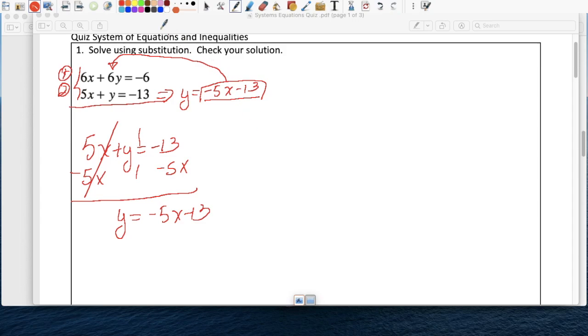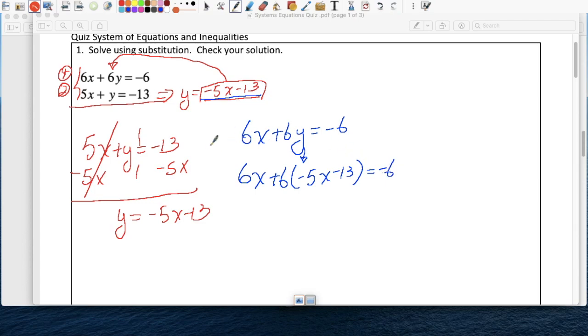If I take the second equation, which is 6x plus 6y equals negative 6, and I replace the y here with negative 5x minus 13, I will have an equation with one single variable, which I can then solve. So 6x plus 6, and instead of the y, I put in parentheses negative 5x minus 13, equals negative 6. Now you just have to solve it. So 6x, distributive property, minus 30x, minus 78 equals negative 6.